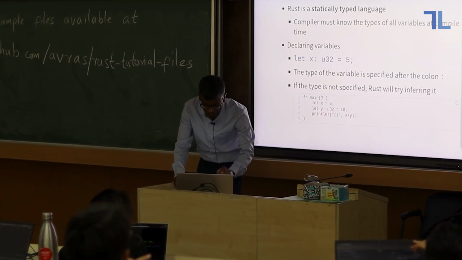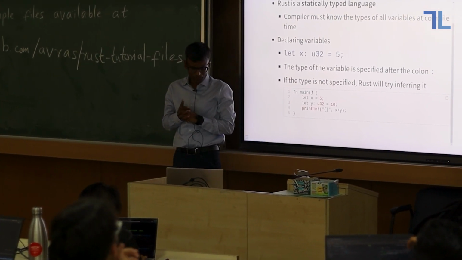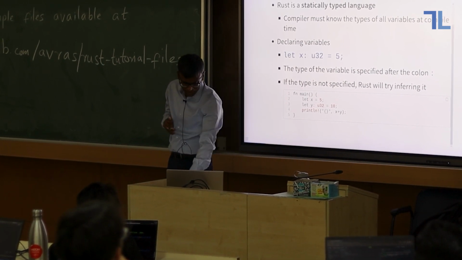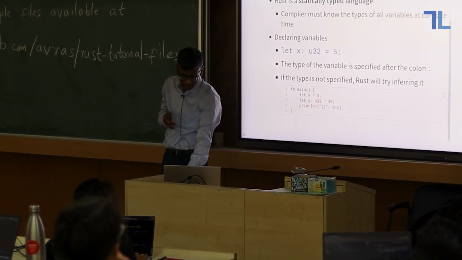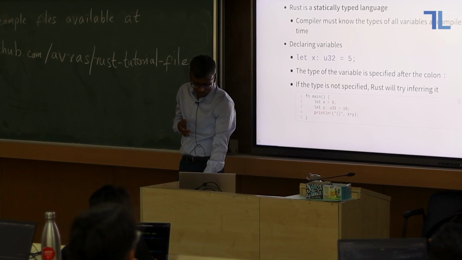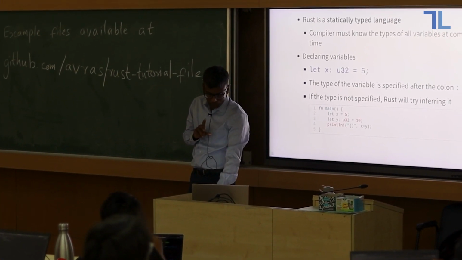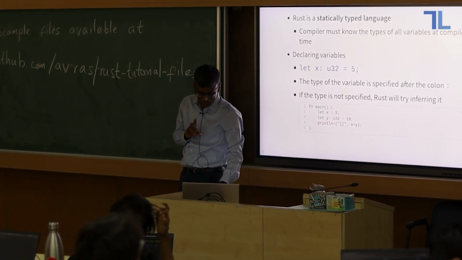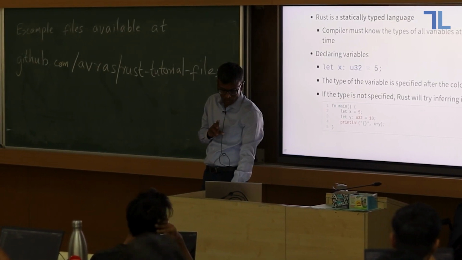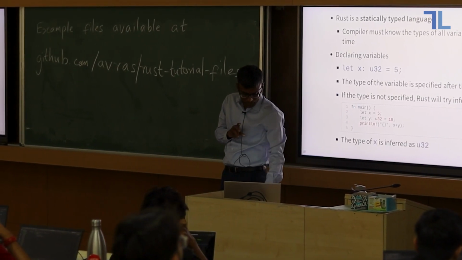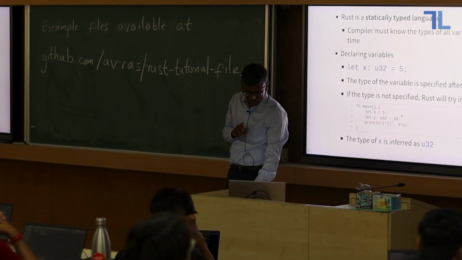I have some other files, so I'll try to find out why it's giving that error. I've never seen that error before. The point I was trying to make is that the program will compile because the type inference in Rust will infer the type. So here the type of x is inferred as unit.